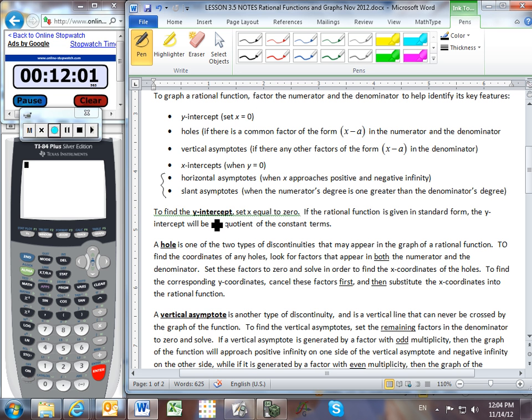We know that to find the y-intercept, we make x equal to 0. You've had some practice with that, so it shouldn't be a problem. I will just mention that if the rational function is given in standard form, meaning that the numerator is an expanded polynomial simplified with no parentheses, and the same with the denominator, then every term in the top and the bottom with an x in it would revert to 0. And the only expressions you'd be left with on the top and the bottom are the constants at the end. And so the y-intercept then would become the quotient of those constant terms.